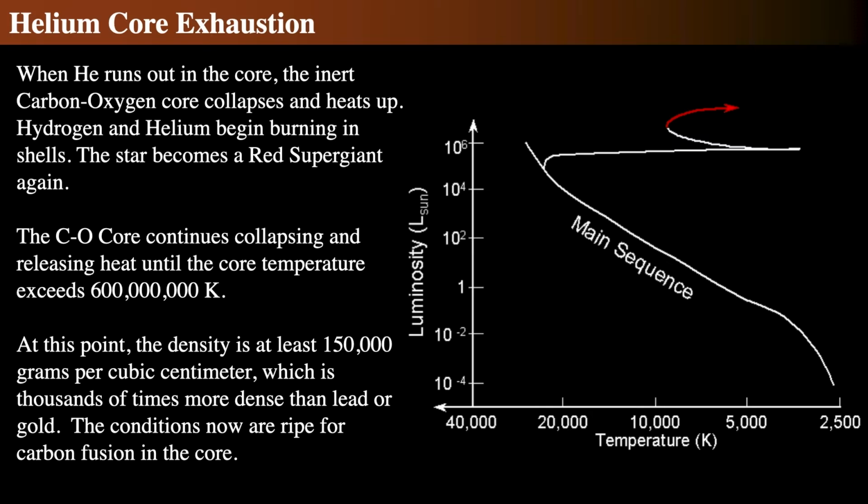So a typical cubic centimeter of gold might weigh a kilogram, but this star, which is a gas, will weigh 150 kilograms per cubic centimeter, and it's still a gas. Which is really bizarre. It's not a solid, even though it's 1,000 times more dense than lead and gold. Finally, we can get to the point where carbon fusion can occur.